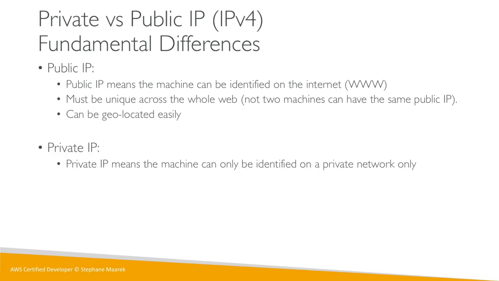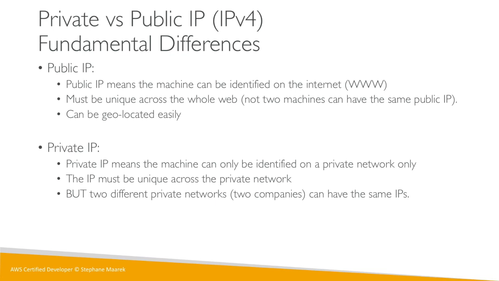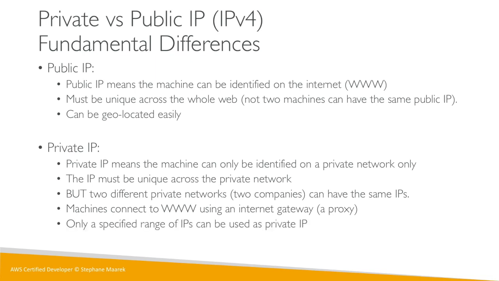Whereas a private IP means that the machine can only be identified on the private network, and the IP must be unique only across the private network. But two different private networks, so two different companies, can have the same private IPs. That is absolutely not a problem. And machines, when they're on the private network, they usually connect to the internet using an internet gateway, okay? Finally, only a specified range of IPs can be used as private IPs.